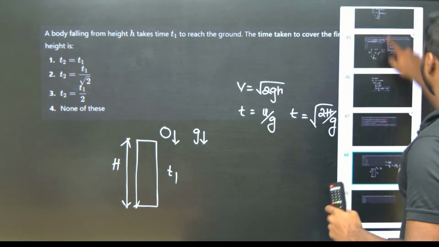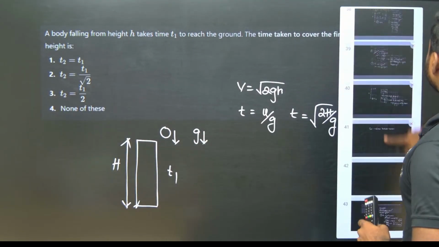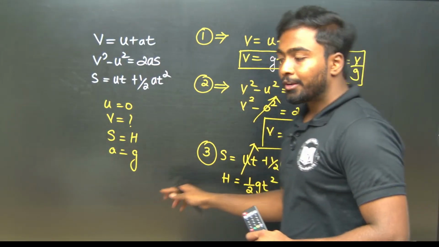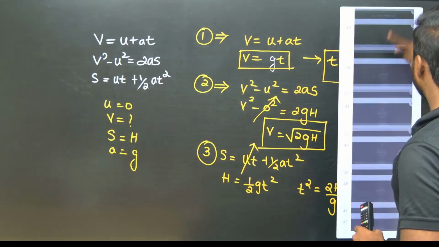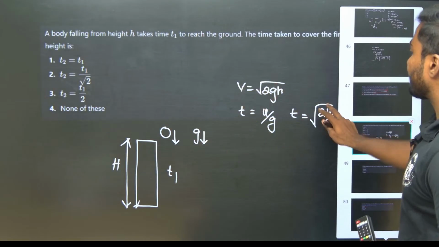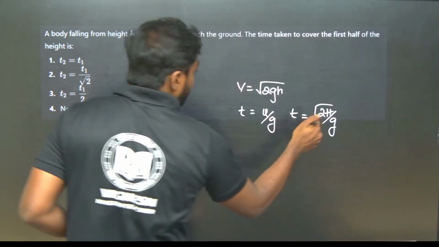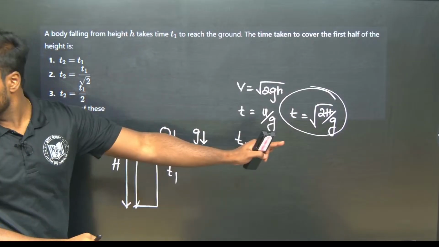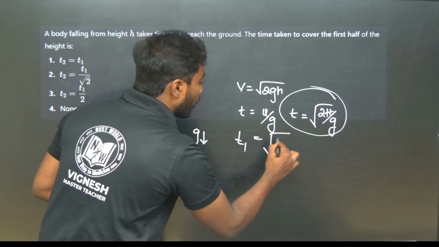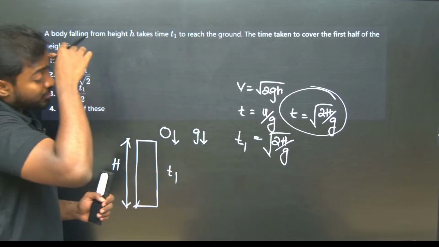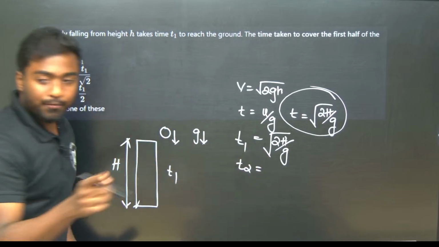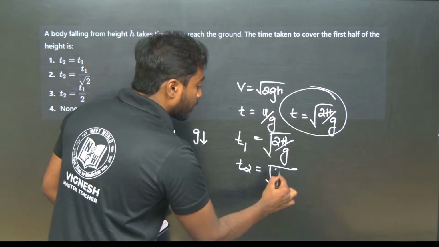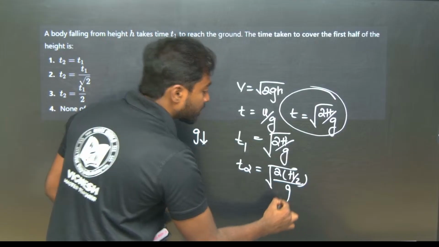So we'll see. We got 2h by g. Now in this question this is the formula. Let me take the formula for t1. T1 means total height h, so T1 equals root over 2h by g. What is T2? T2 is nothing but for half of the height, in the sense h by 2. So T2 is root over 2 into h by 2 into 2 by g.